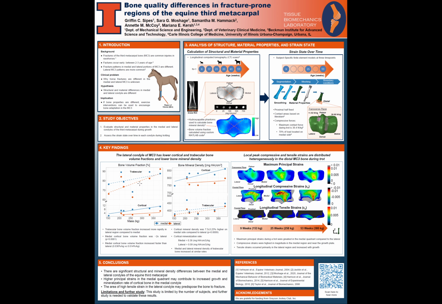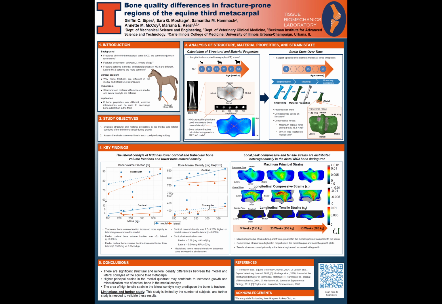Similarly, looking at bone mineral density in units of milligrams hydroxyapatite per centimeter cubed, again against increasing mass during growth, we find that cortical bone mineral density was 7.5% higher on the medial side compared to the lateral, and cortical bone mineralization rate was much higher on the medial side compared to the lateral. And finally, medial and lateral bone mineral density of trabecular bone increased at similar rates.